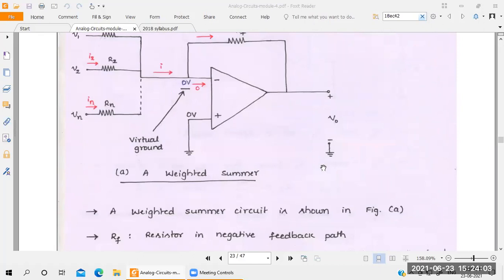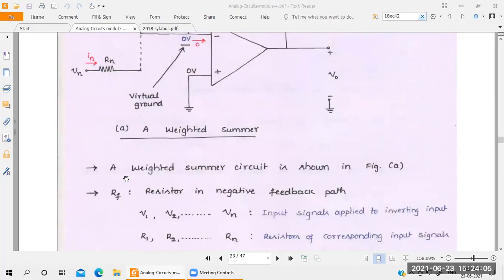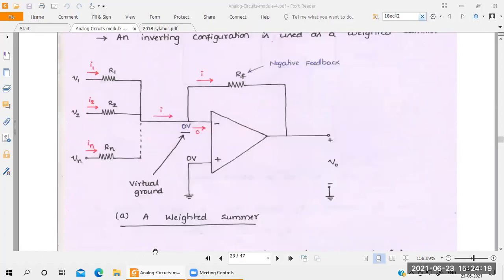Next, you take the weighted summer circuit. RF is what here? Feedback resistor, that is the negative feedback path. So V1 to Vn are the input signals applied to the inverting op amp. There are three resistances here, R1, R2, Rn, because they have taken 3 voltages, right? So according to the voltages, they have taken resistances here.